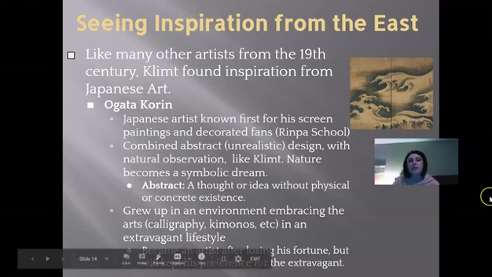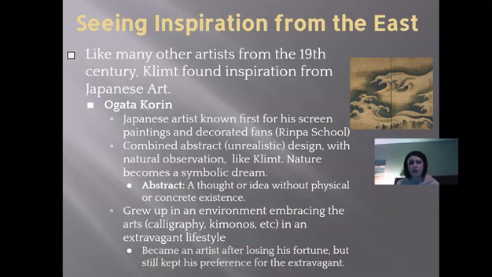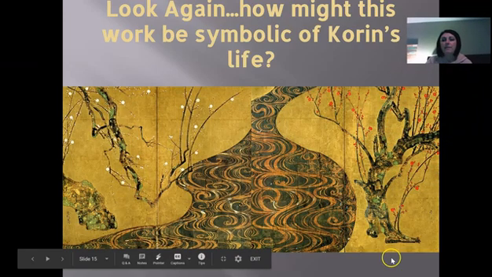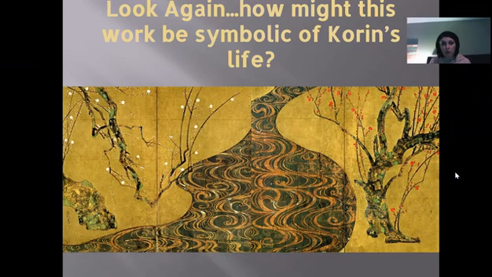So one of the interesting things about Ogata Korin is he actually had grown up very, very wealthy. His family was well-known artists. They were calligraphers. They created these beautiful designs on kimonos, and he lost all of his money. But he still had a taste for the extravagant. So what we have right here is the gold background and the nature embracing and the organic forms, very, very symbolic and very, very influential on Gustav Klimt and other artists.